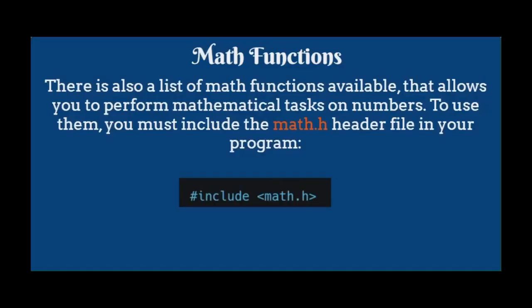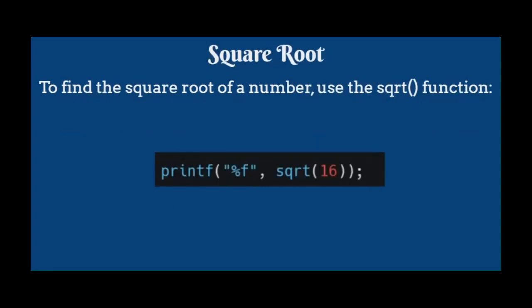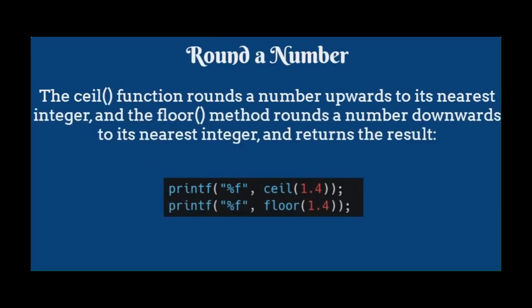Math functions. There is also a list of math functions available that allows you to perform mathematical tasks on numbers. To use them, you must include the math.h header file in your program. Square root. To find the square root of a number, use the sqrt function. Round a number. The ceil function rounds a number upwards to its nearest integer, and the floor function rounds a number downwards to its nearest integer, and returns the result.